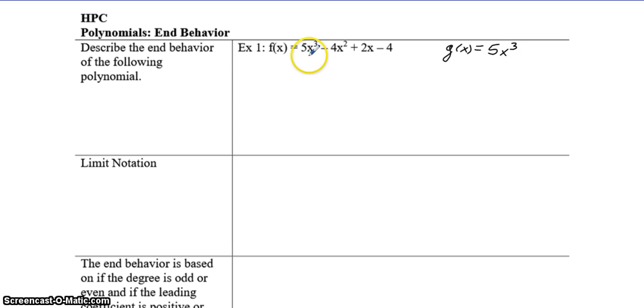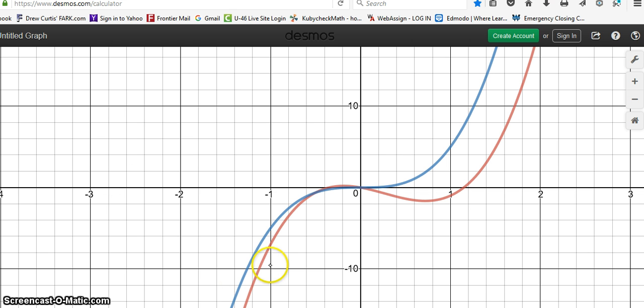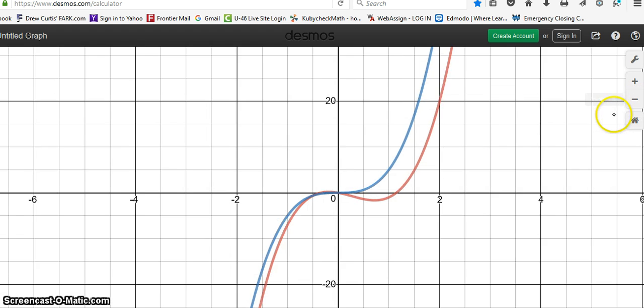Now, looking at this, we know there's going to be different values because the functions are different. Well, let's take a look. Here we go. So the red one is the original with all the other terms. The blue one is just the 5x cubed. Now you can see we're pretty close to 0, plus or minus 1 in here. There's a significant difference. This is negative, that's positive at 1. But let's start to zoom out a little bit.